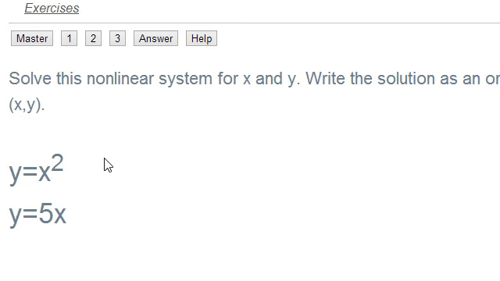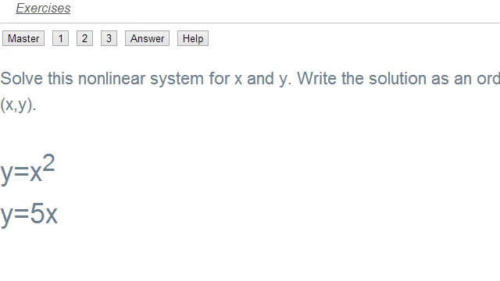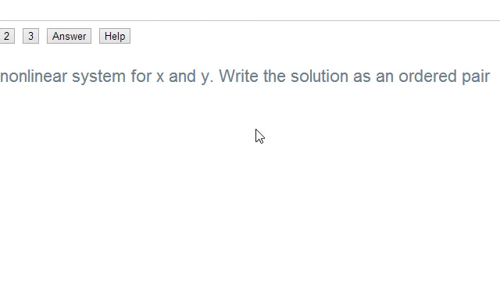Alright, in this section we're going to be solving nonlinear systems of equations. Of course we can't read the whole thing here, I'll have to move that. But this says solve this nonlinear system for x and y. So once again we're solving for x and y in this system. Write the solution as an ordered pair is actually what it says.